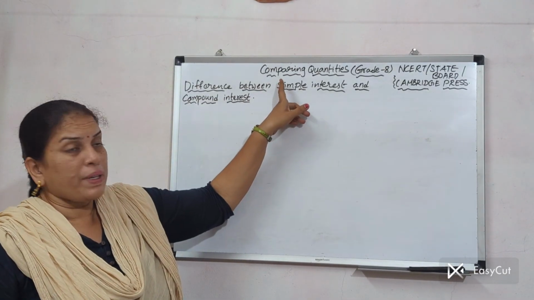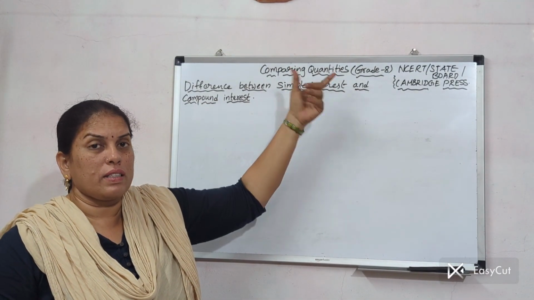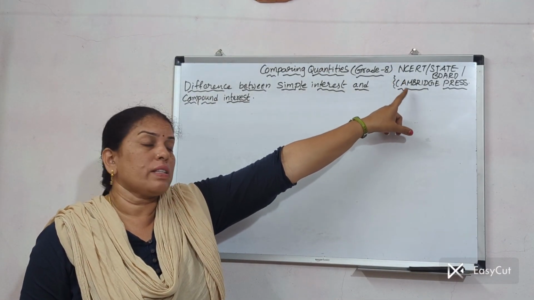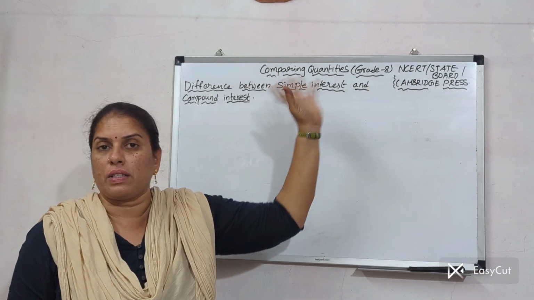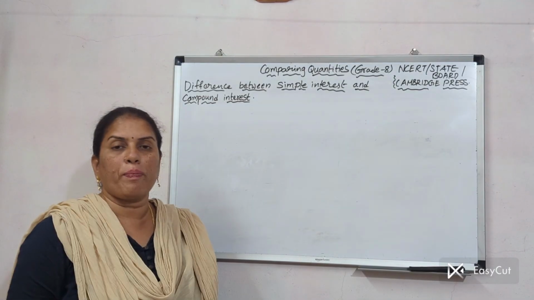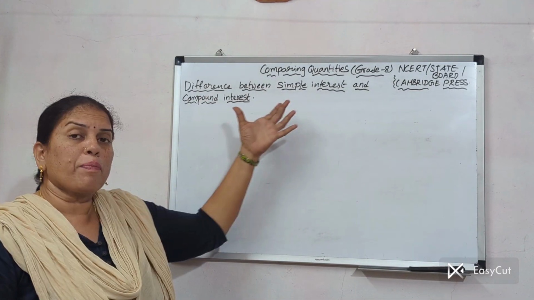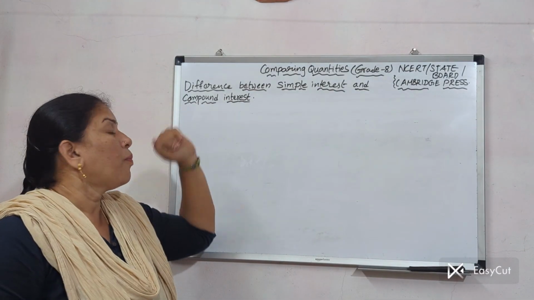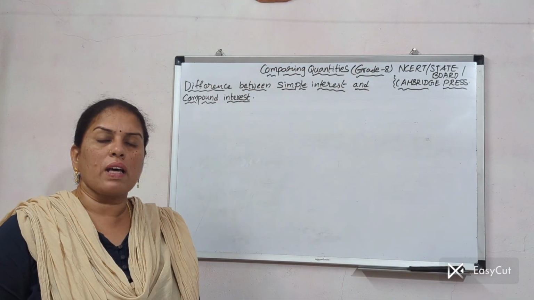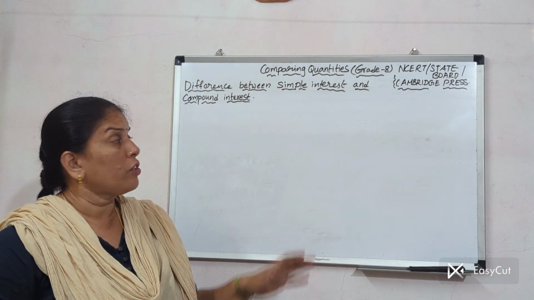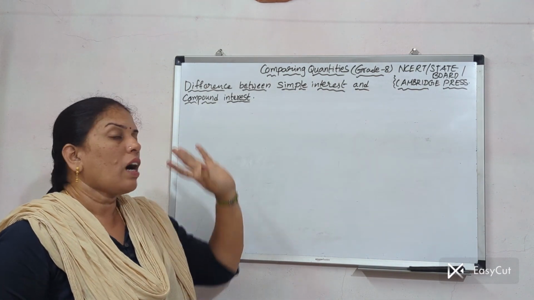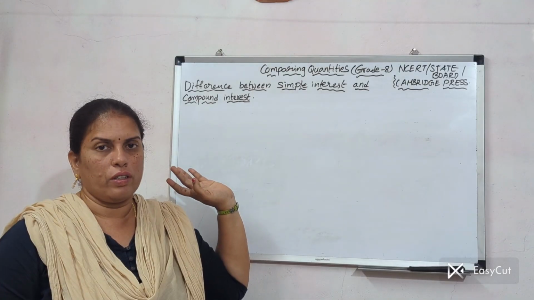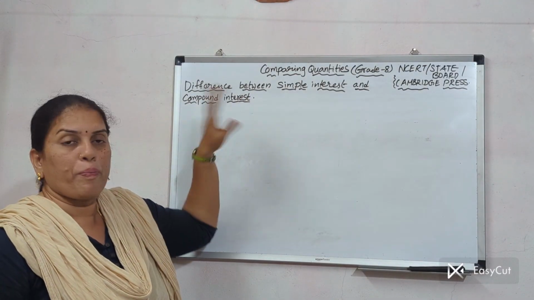This is the chapter Comparing Quantities. This chapter belongs to grade 8 children, whether NCERT, State Board or Cambridge, all are the same. The topics are the same. In this chapter we will learn the difference between simple interest and compound interest. Many members have a lot of confusion between simple interest and compound interest. In this video, I will clear your confusion. Okay, let's go into the topic.